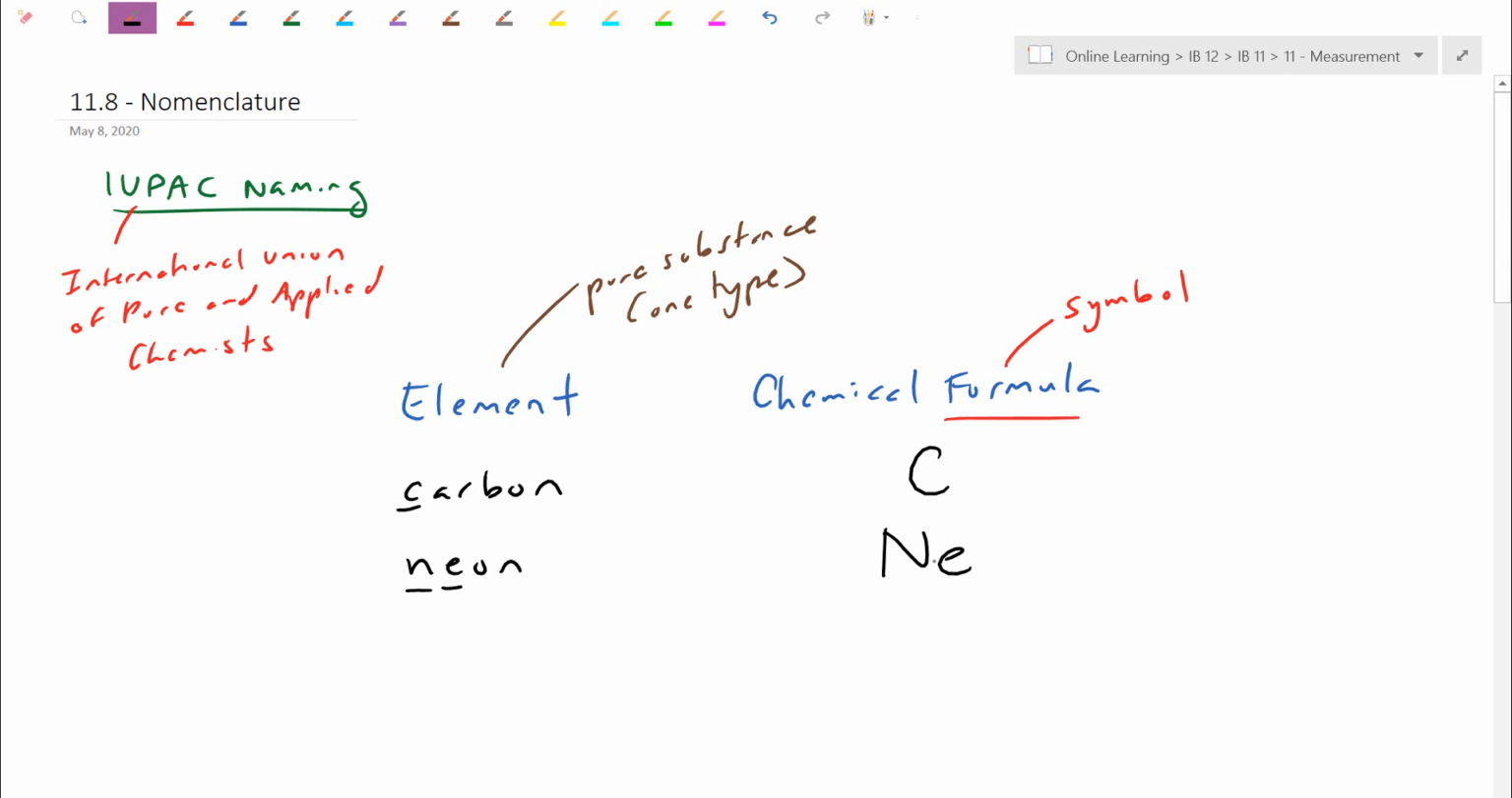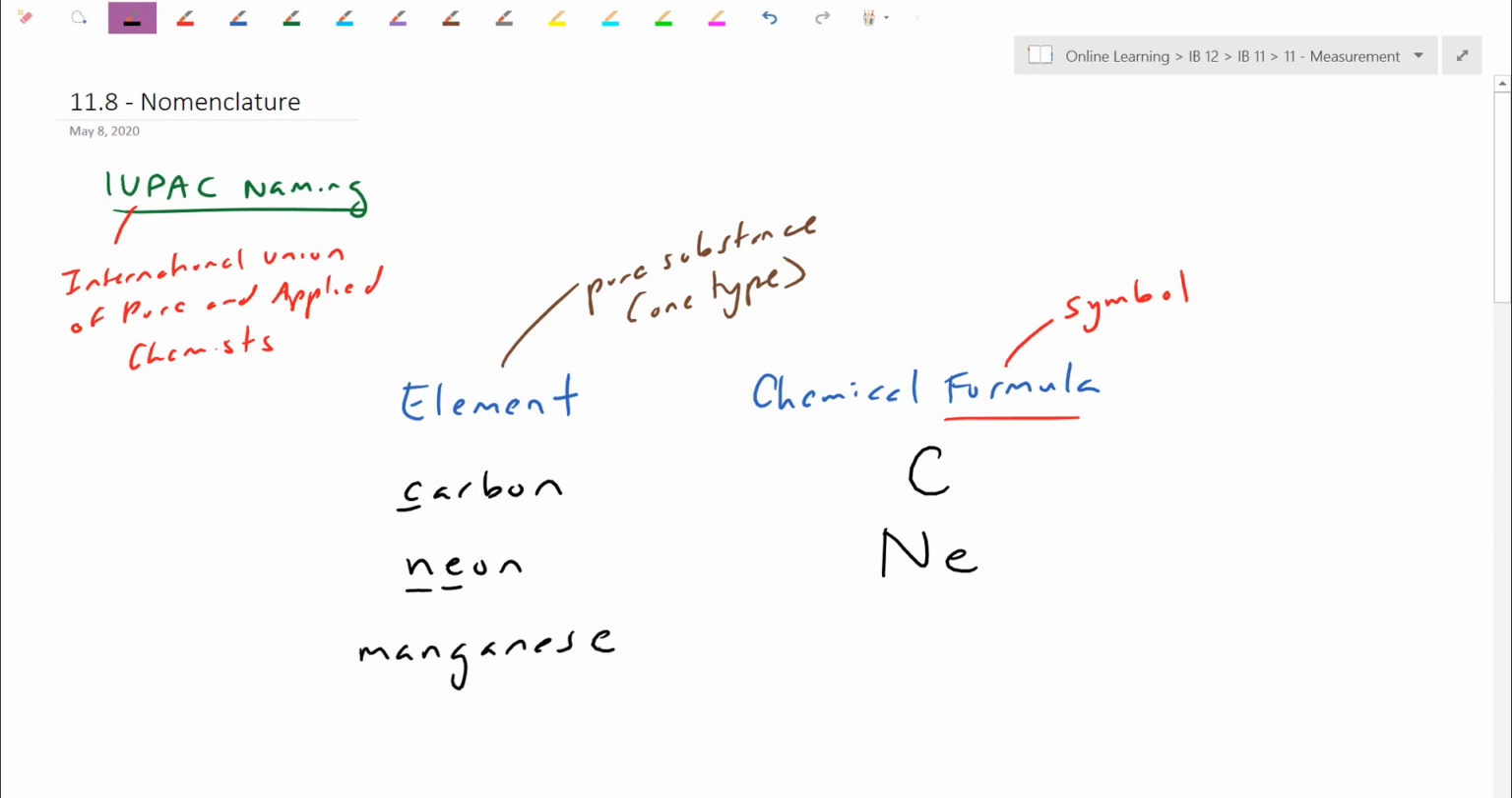The first letter has to be capital. Make sure the second letter is lowercase. It's incorrect if you write neon like this. Okay, so the first letter is always capital. If you have one letter, definitely it's capital. Sometimes it's a first letter and then one later letter coming up. So let's do the element manganese.